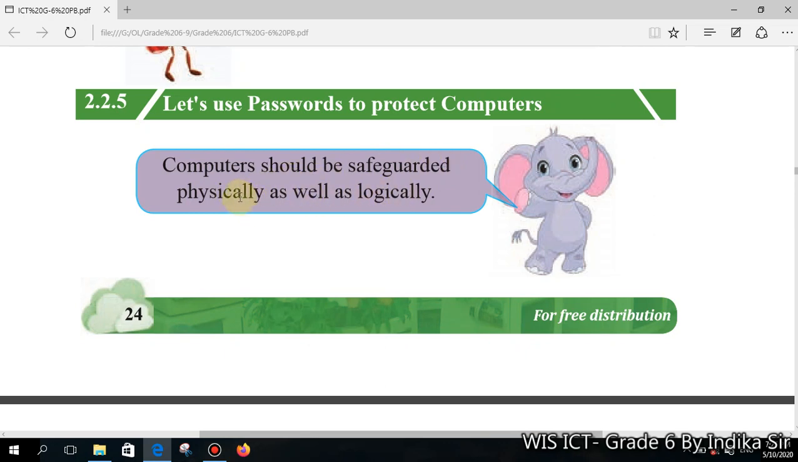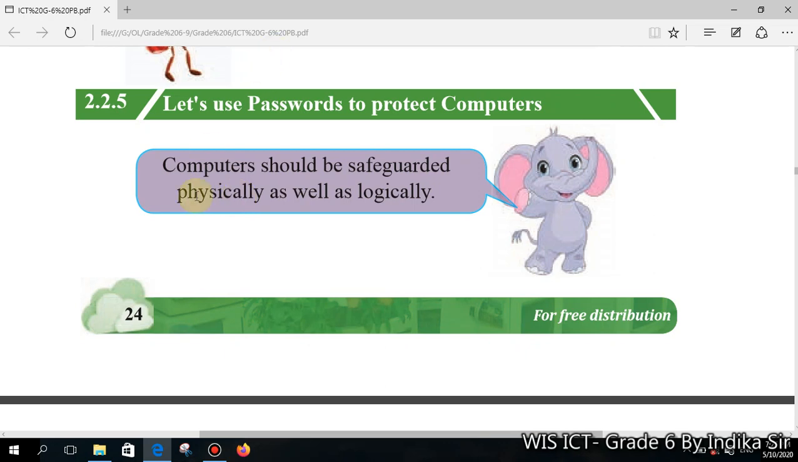Physically means, children, you can lock a computer within a computer lab, then people can't enter and they can't take it. That type of security is called physical security. And think about whether you have plugged the wires into the wall switch, and if you forgot to turn it off, when rainy time comes, excess electricity can damage it. That is an example of physical security or safeguarding a computer.